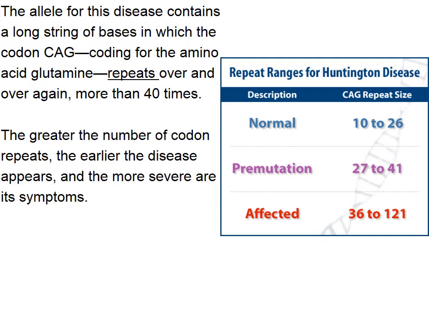So normally the repeat should be from 10 to 26. If it's 27 to 41, that's kind of what's called pre-mutation. And then 36 to 121 repeats, that's when you start having the symptoms.